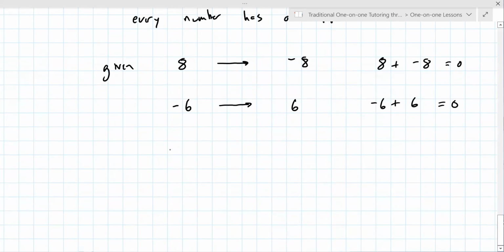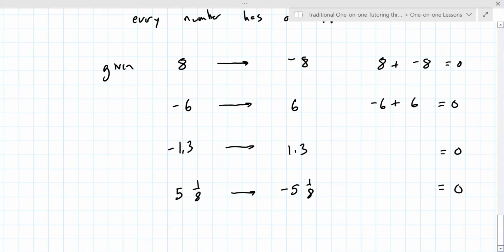Doesn't matter if it's -1.3 or if it's 5 1/8. And its opposite, you always get 0 when you add them together, because that ends up just filling in.